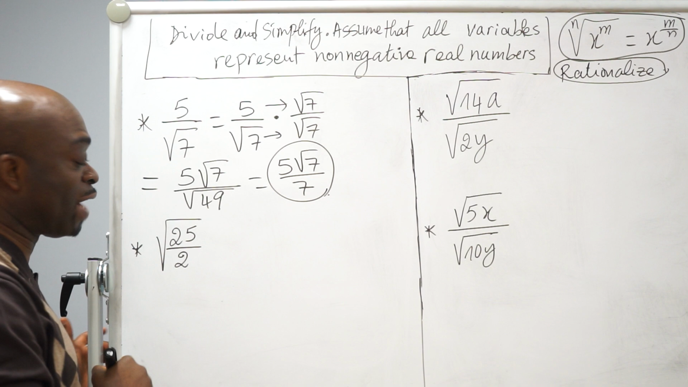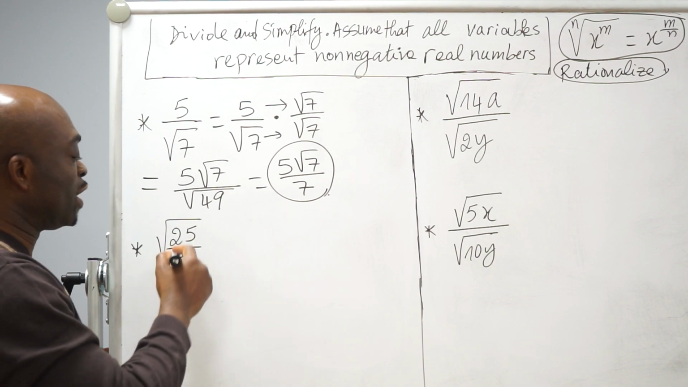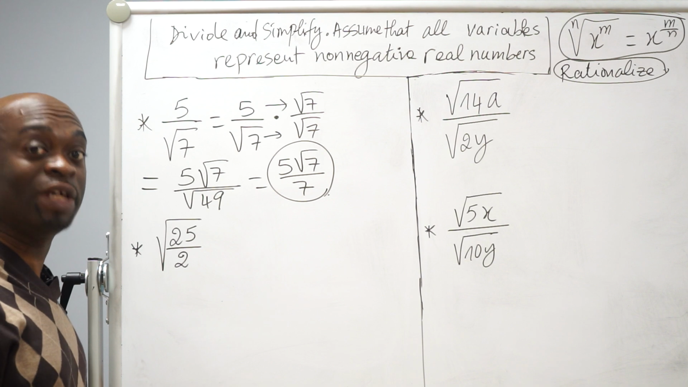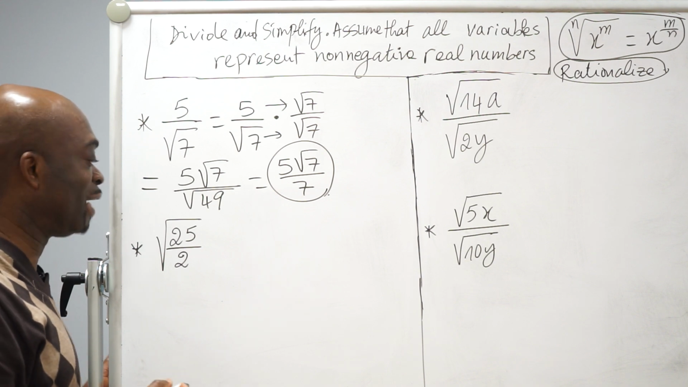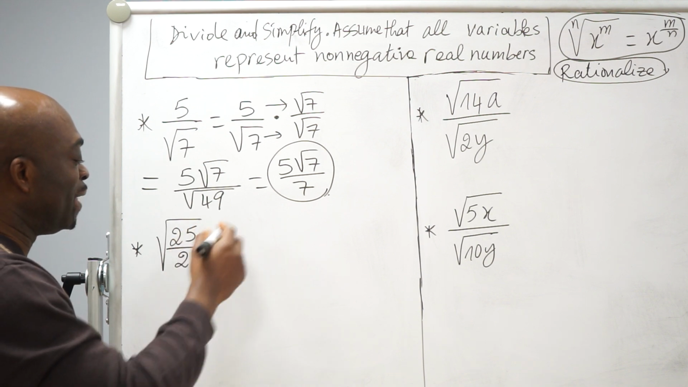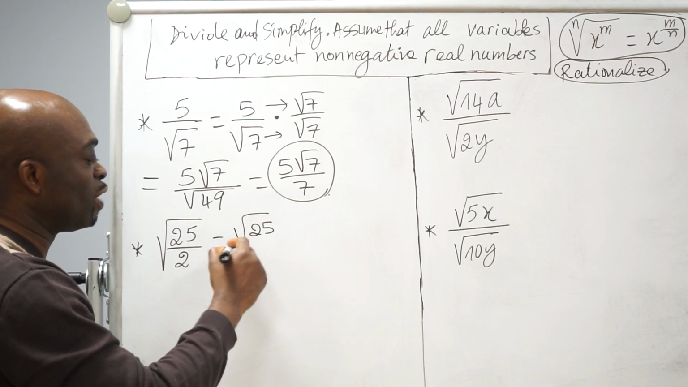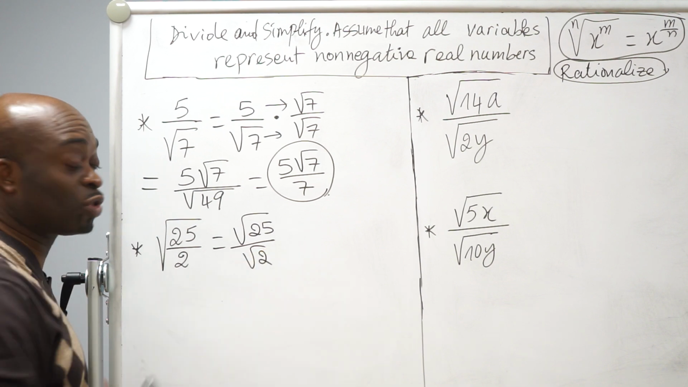So we have square root of 25 over 2. So how are we going to do this one here? For this problem, 25 cannot divide 2 evenly. All right? You cannot do that. So it's going to give you a decimal number, which is 12.5. But in any case, the best thing to do is to separate both of them. So we have square root of 25 over square root of 2.